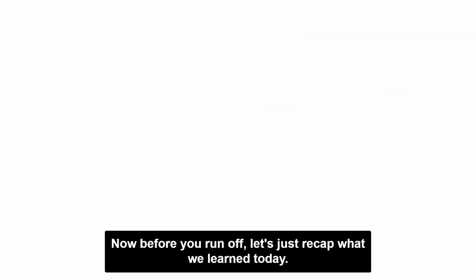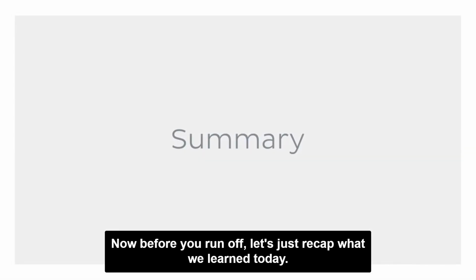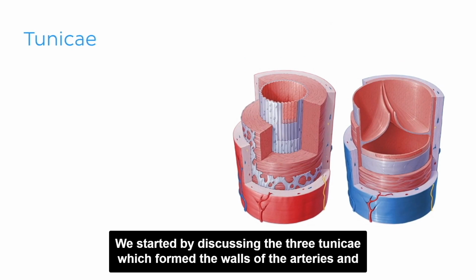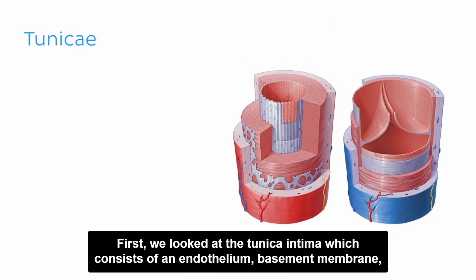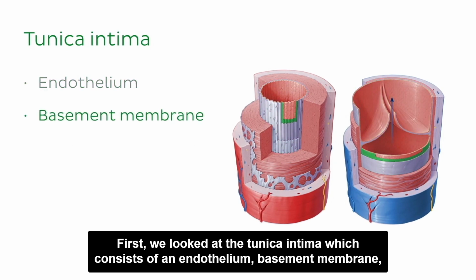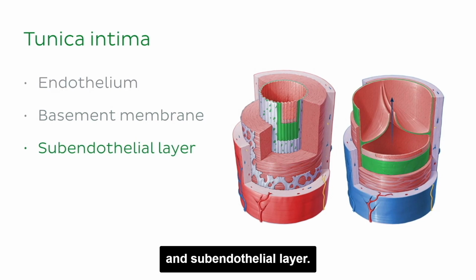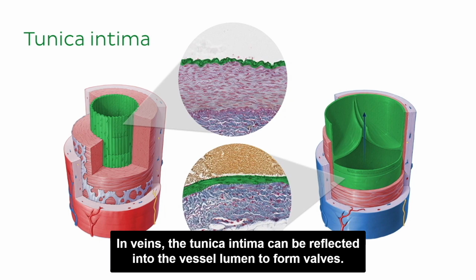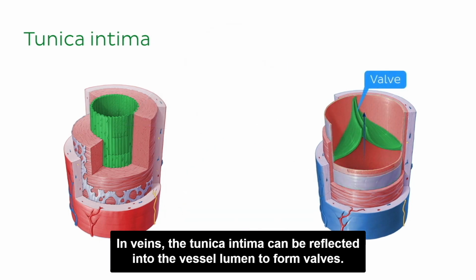Now, before you run off, let's just recap what we learnt today. We started by discussing the three tunicae which form the walls of the arteries and veins. First, we looked at the tunica intima, which consists of an endothelium, basement membrane, and subendothelial layer. We saw that it was thicker in arteries and had a wavy appearance. In veins, the tunica intima can be reflected into the vessel lumen to form valves.